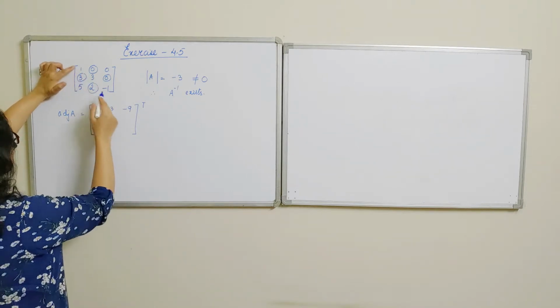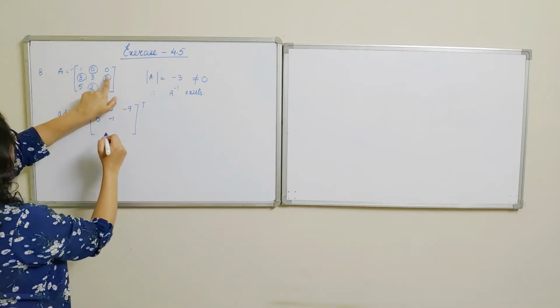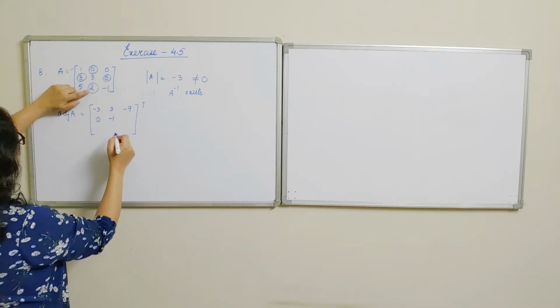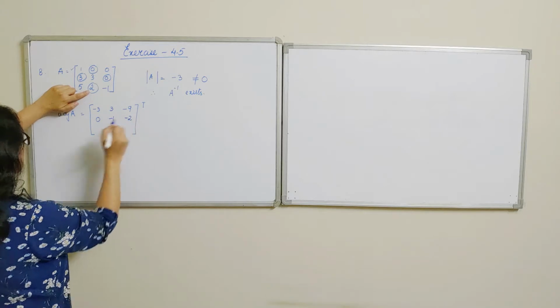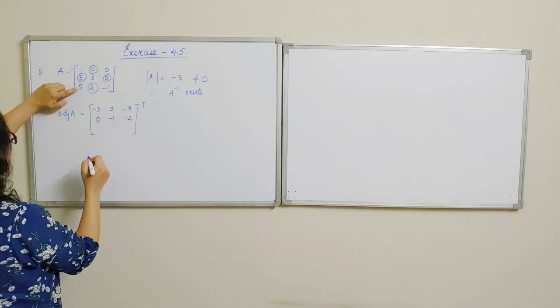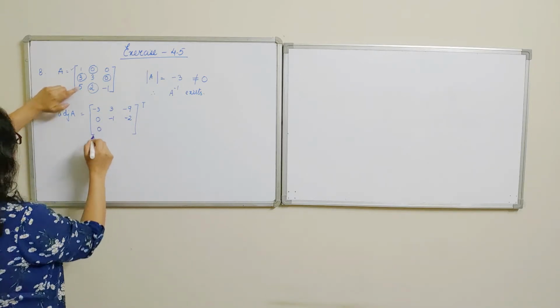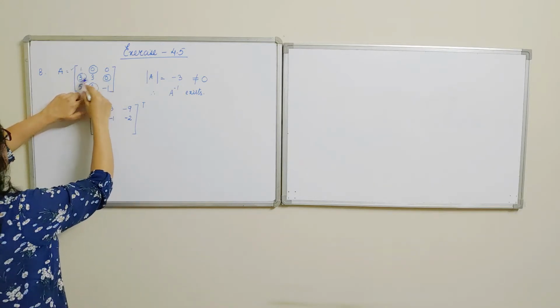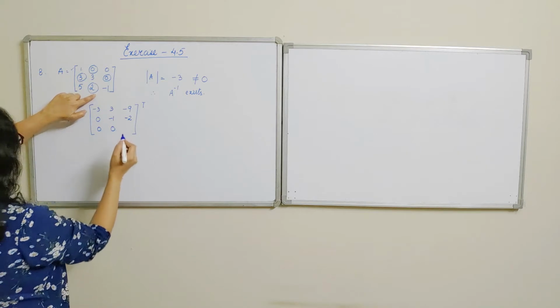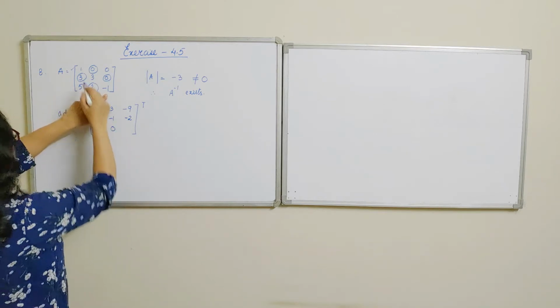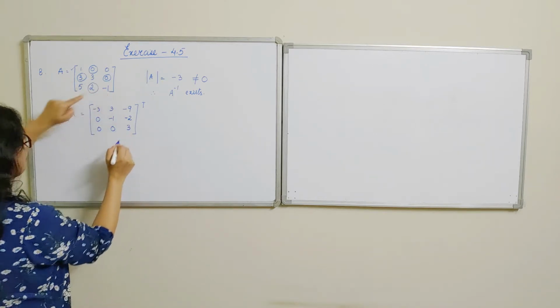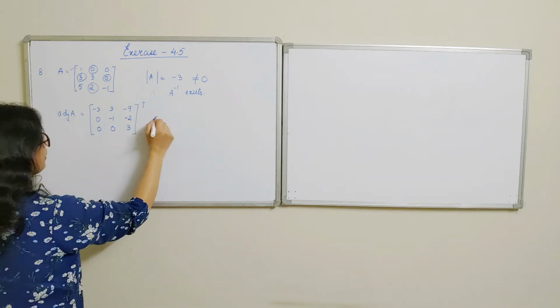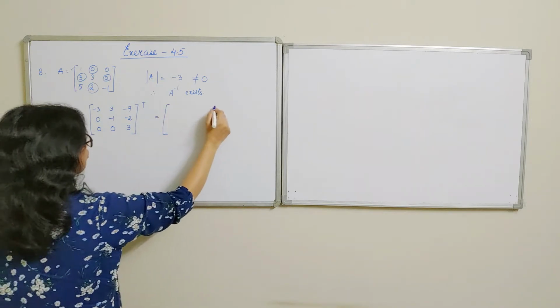For this element it is -1. For this element it should be 2, and hence the sign will change. For the element 5 it is again 0. For this element it is again 0, and here it is 3. So the cofactors have been found. Next, transpose.